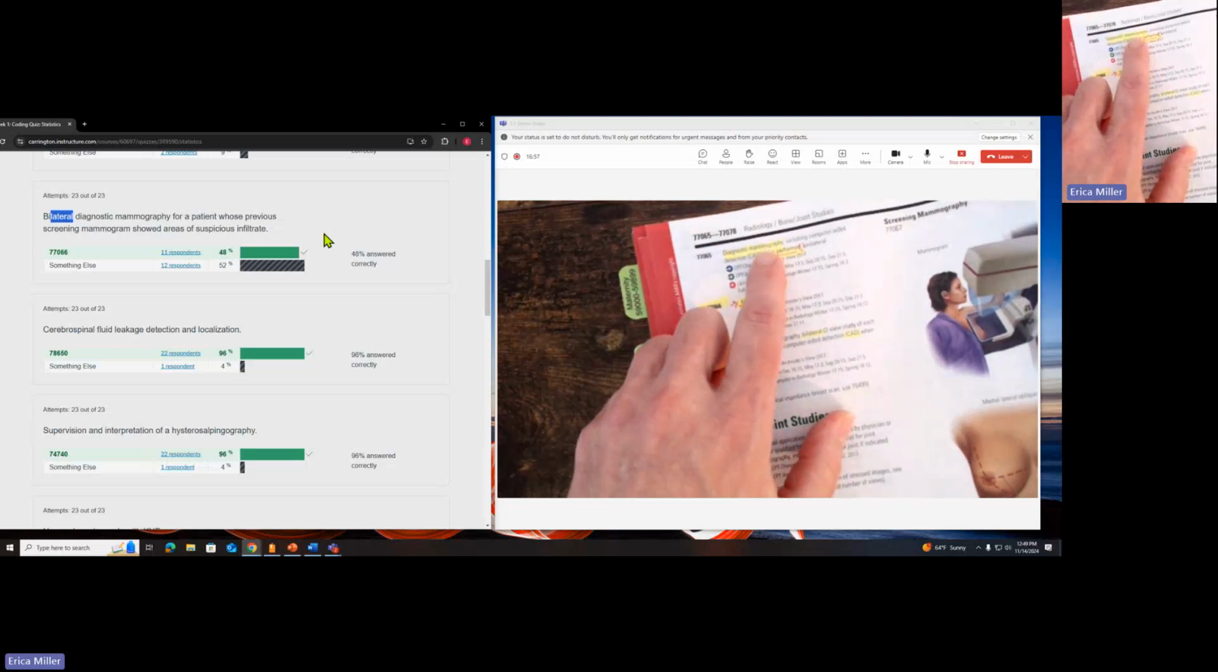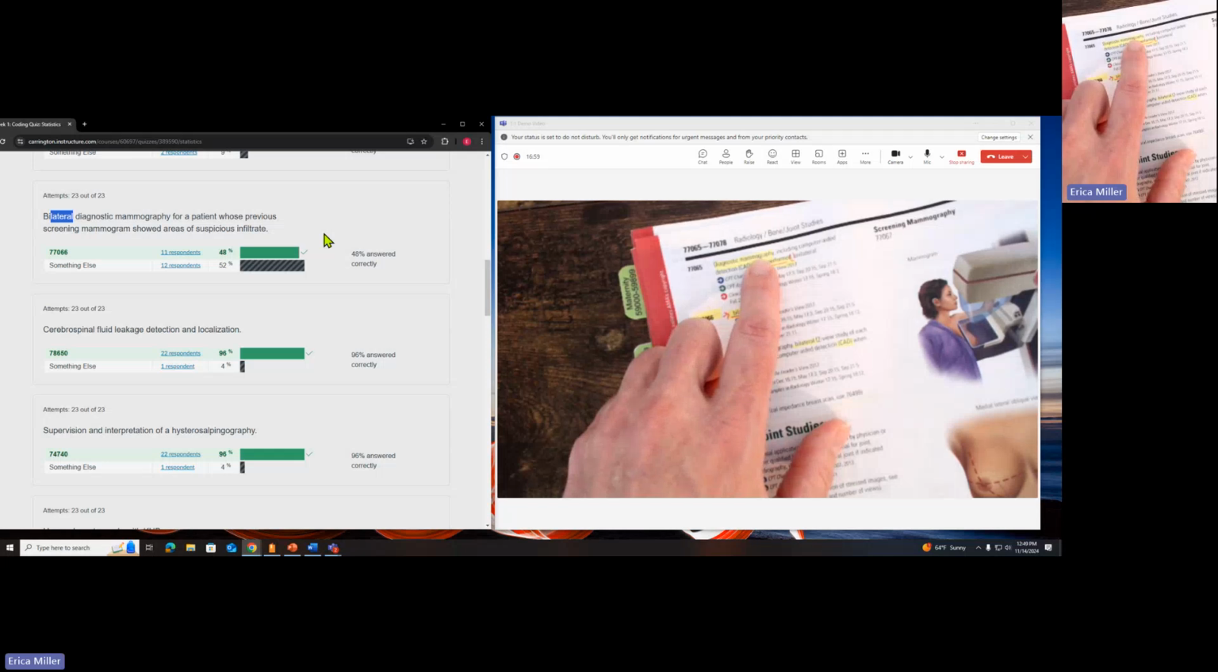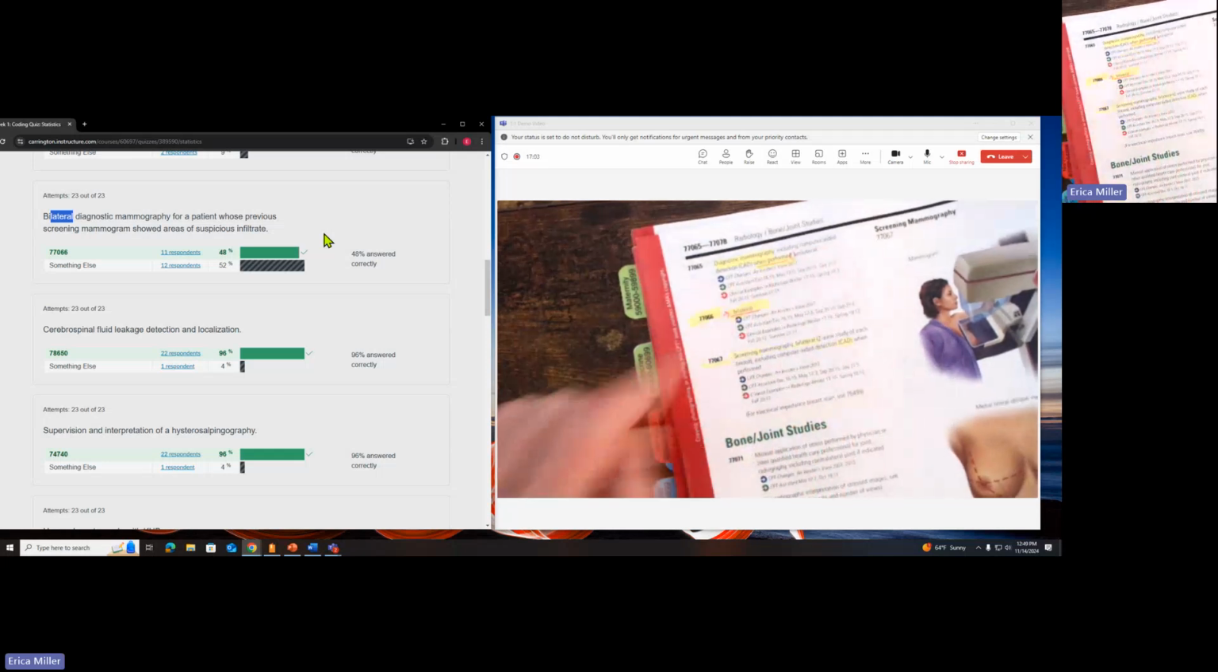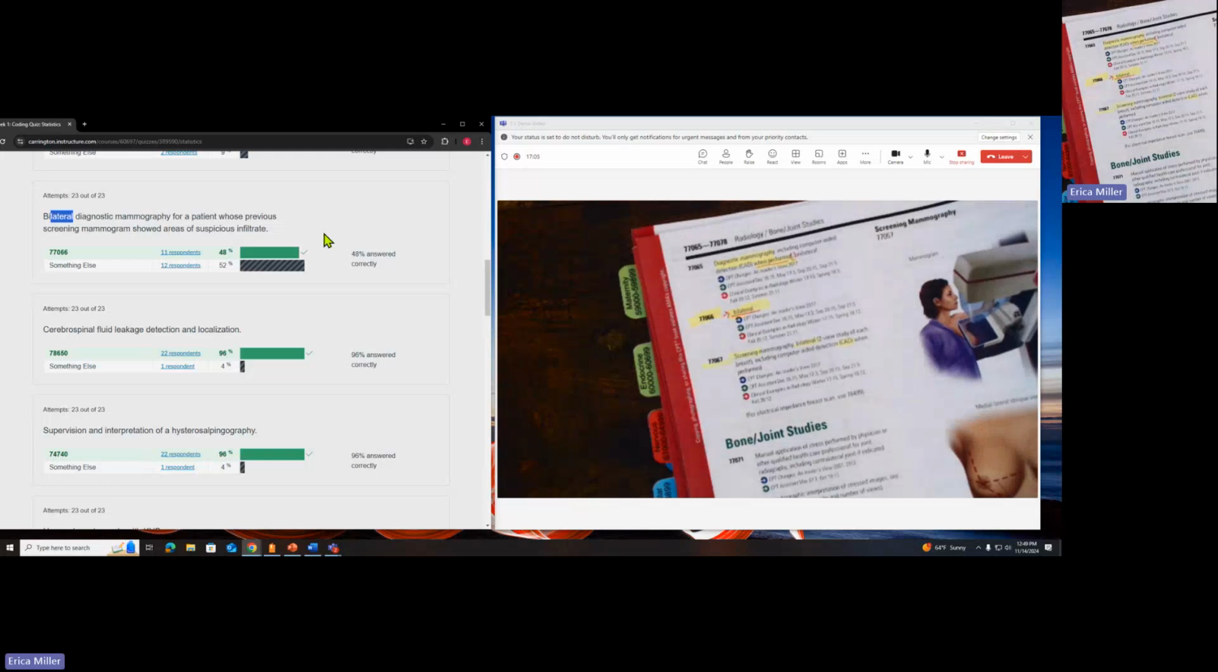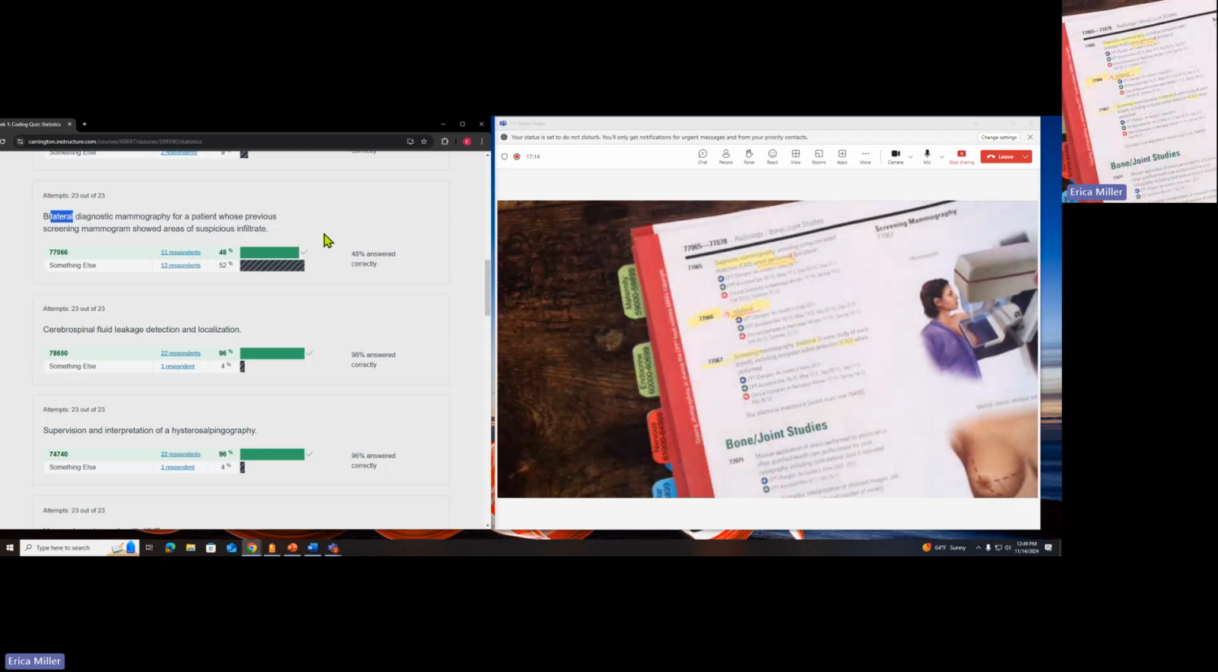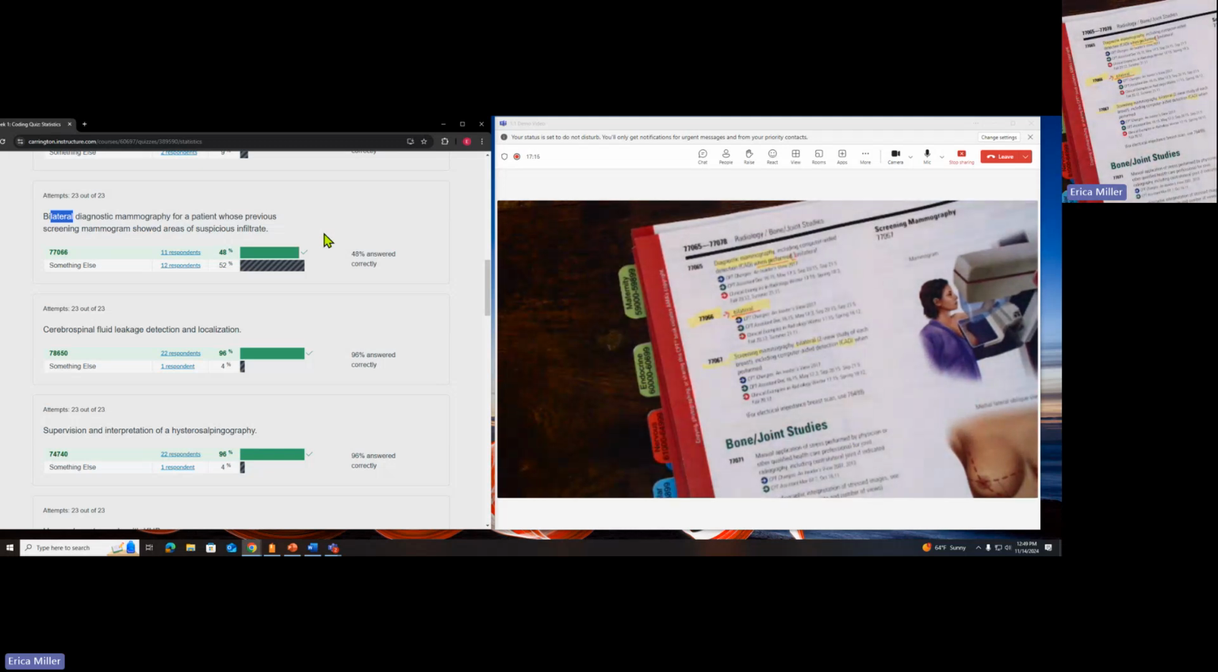Diagnostic, all right, check, check. Mammography, okay, yes. Including computer aided detection when performed? No, we don't have those details, right? But here's the thing. It doesn't matter. It says when performed. So that means that the computer aided detection does not have to be performed. But if it is, okay, you would still use this code.